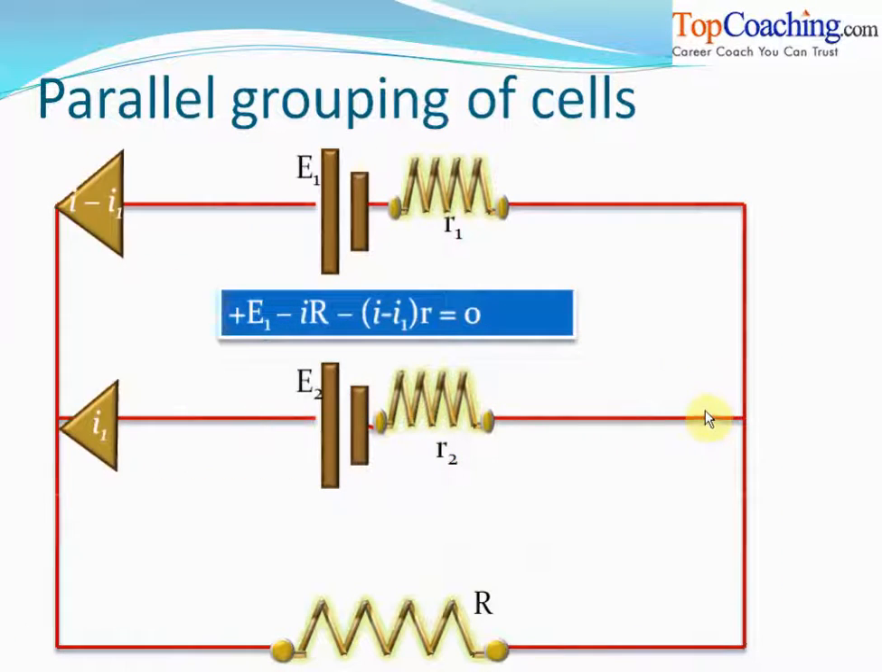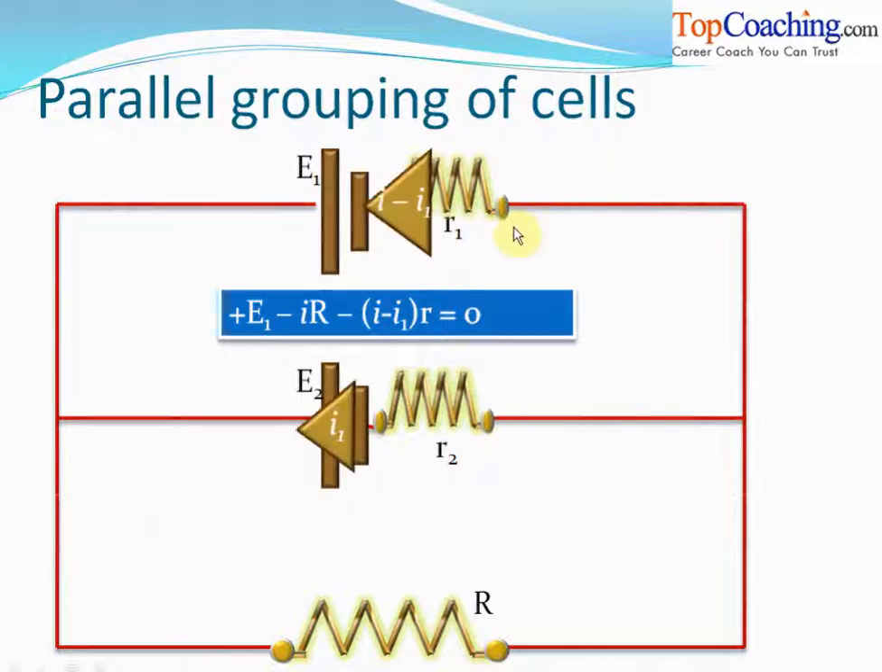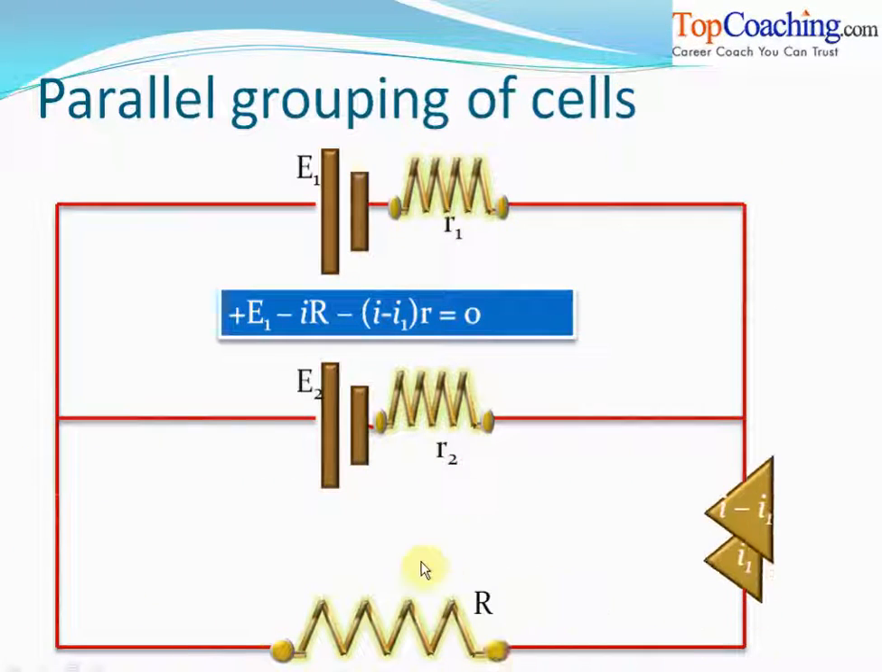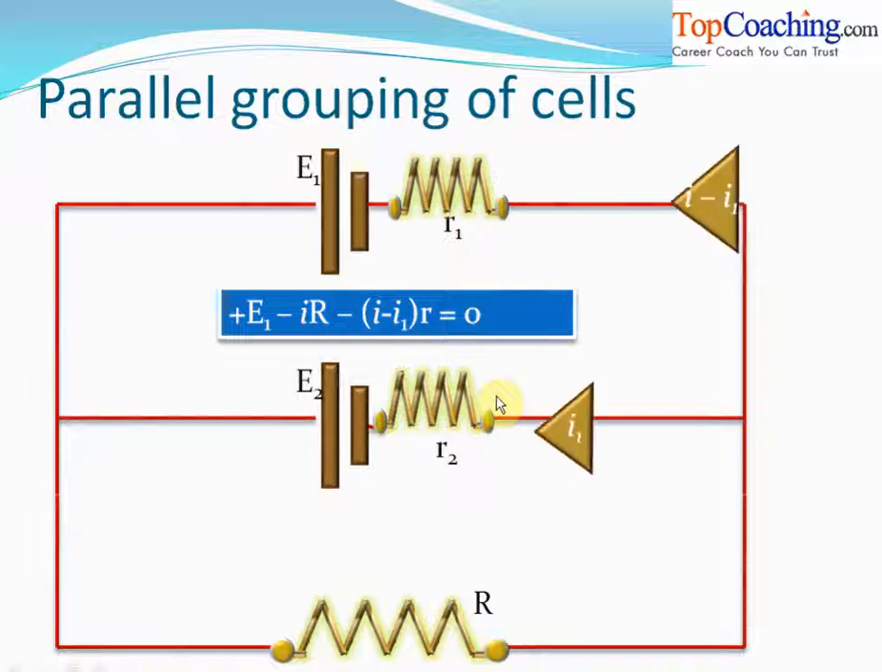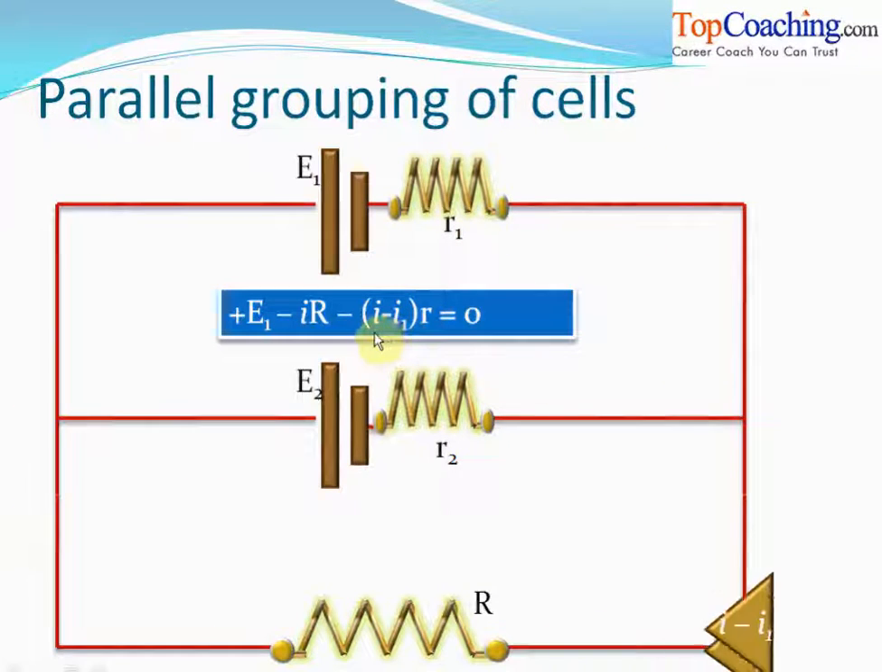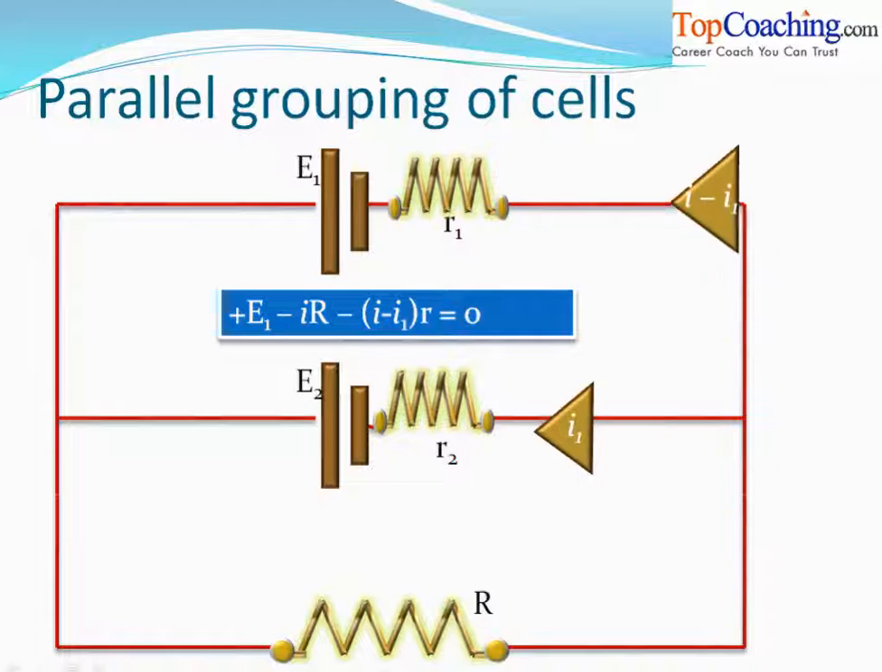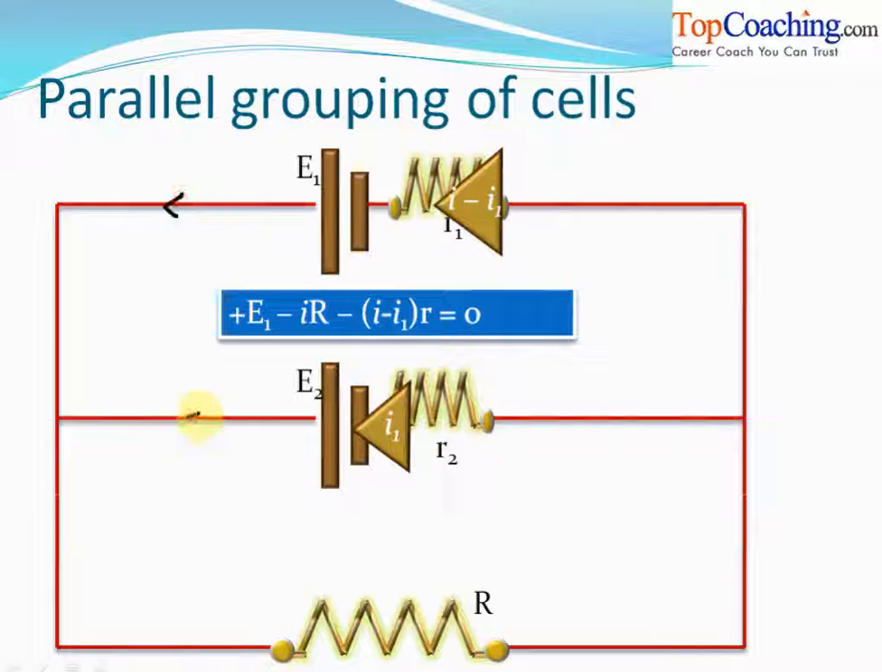When we apply Kirchhoff's law in the loop having the battery E1, the internal resistance r1 and the resistance capital R, in the anti-clockwise direction, we get plus E1 minus I into R minus I minus I1 into r1 equal to 0. That is because if a current I1 is flowing from here and a current I minus I1 is flowing from here, then a current I must be flowing here, isn't it? Because using Kirchhoff's current law, we can say that the sum of the currents in these 2 branches is the same as the net current in this branch.